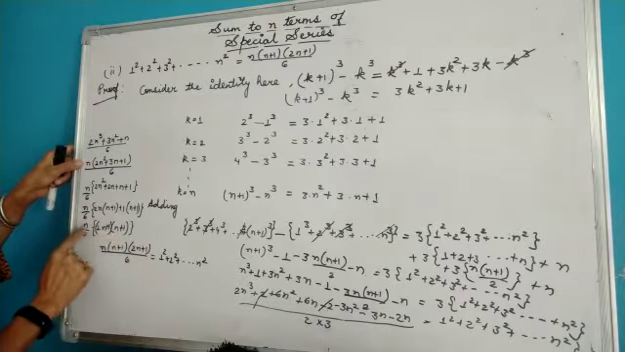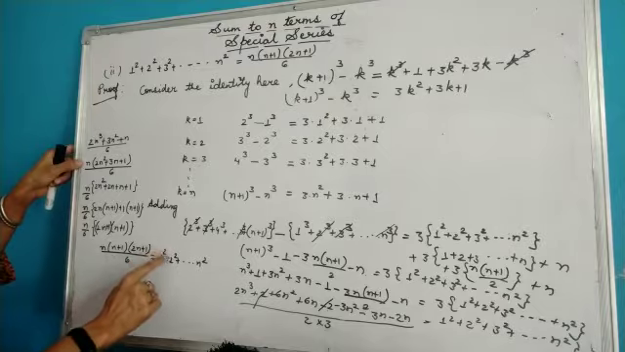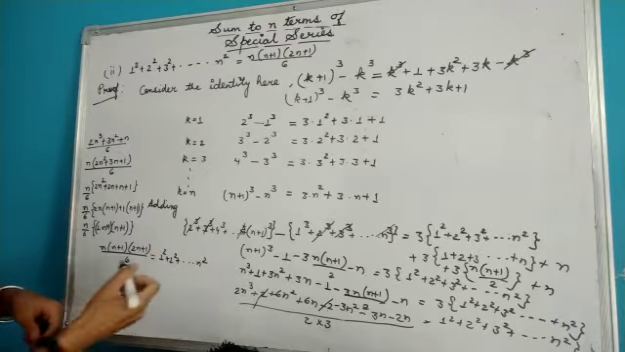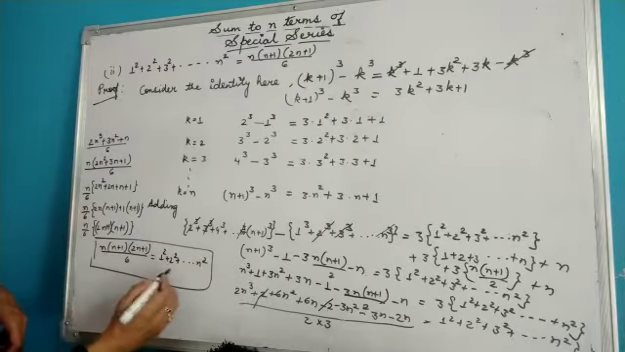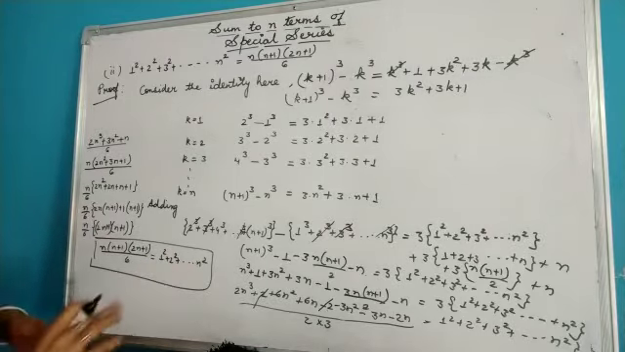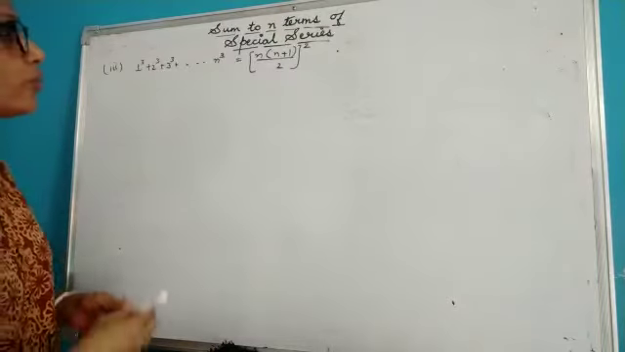I have rearranged it. n plus 1, 2n plus 1 by 6 will be equal to 1 square plus 2 square plus up till n square. So this is the formula for the summation of squares of n natural numbers. Have a look. Let's see the proof of this.